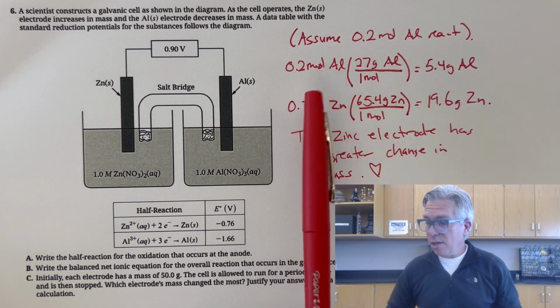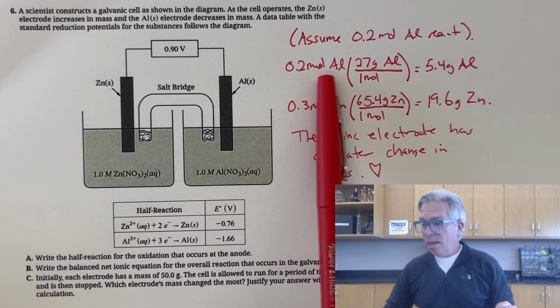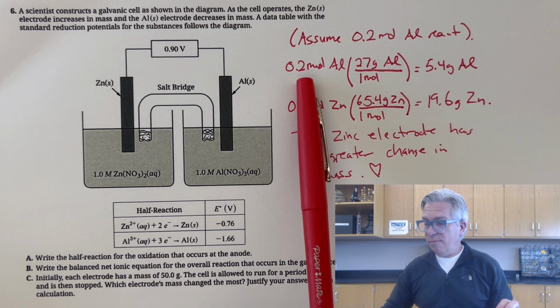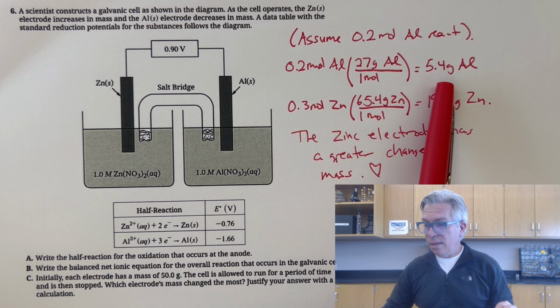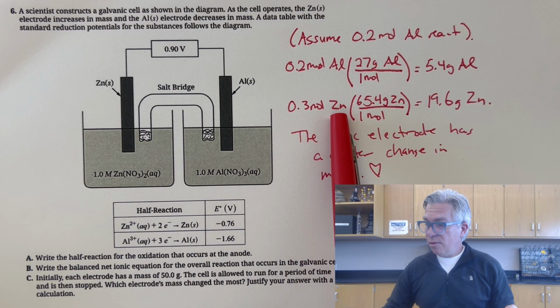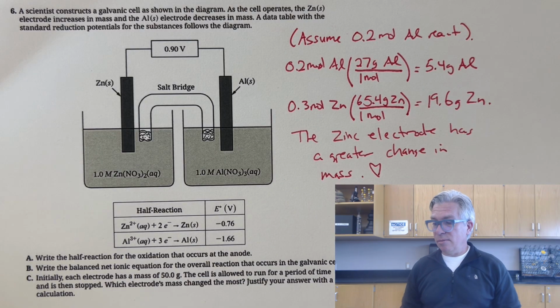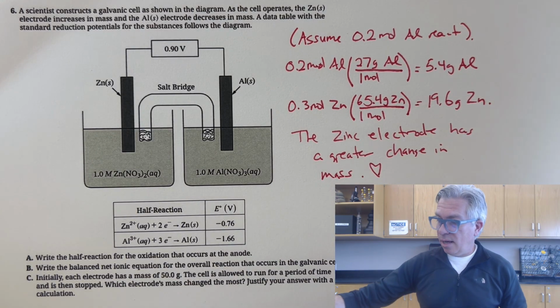Let's use 2/10 of a mole and 3/10 of a mole, and change them both to grams. If 2/10 of a mole of aluminum react, that means it's going to change by 5.4 grams. And 0.3 moles of zinc, at 65 grams per mole, is 19.6 grams of zinc. And so the zinc electrode has a greater change in mass.